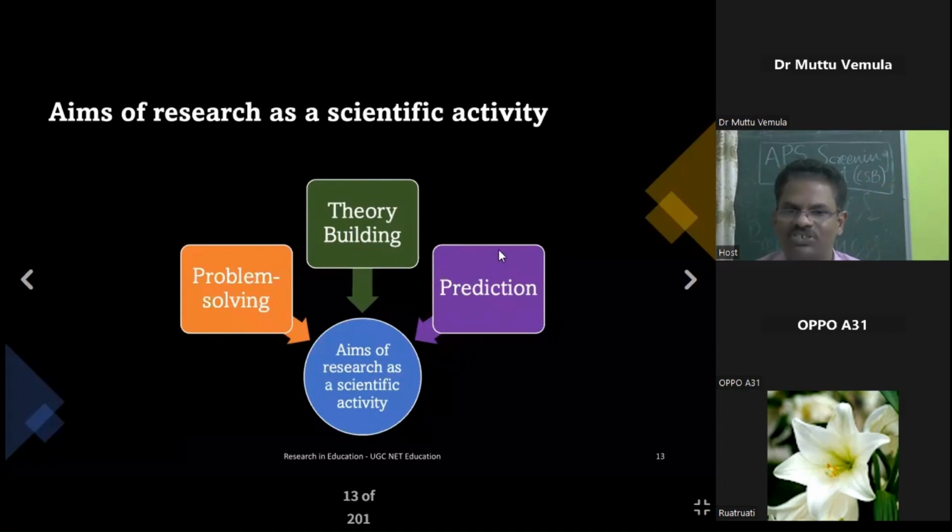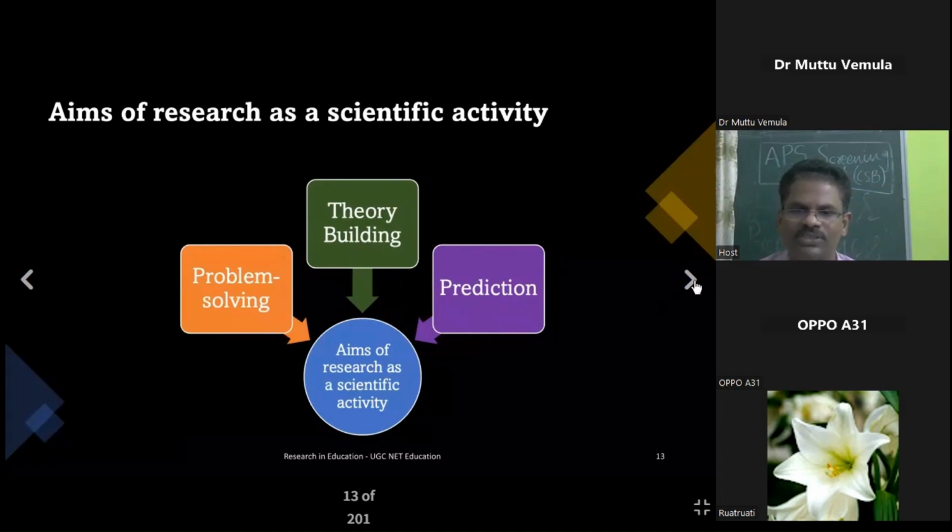Then prediction: what will happen? If tension is increased, what happens to exam scores? Even that is one of the aims of scientific research: prediction. If a new teaching aid is introduced, how are scores going to be influenced? Again, it is aimed at prediction. All right. Okay.